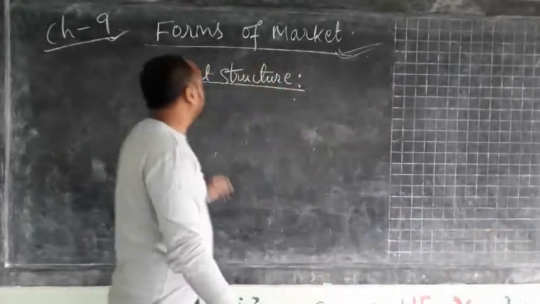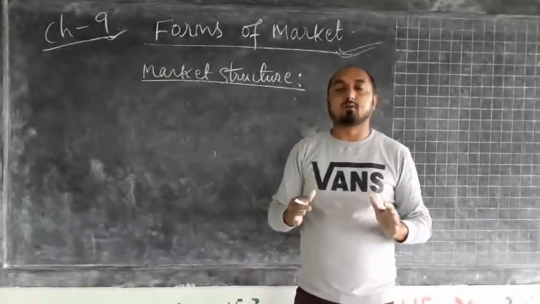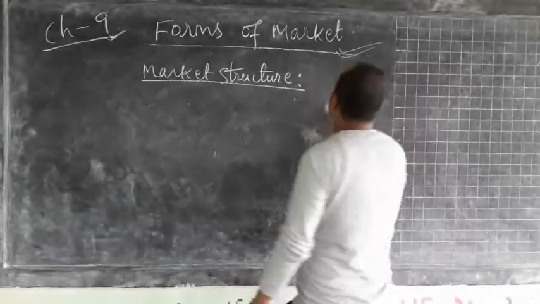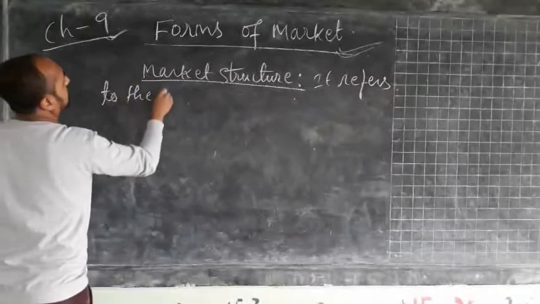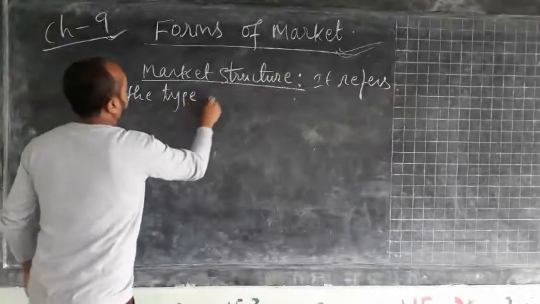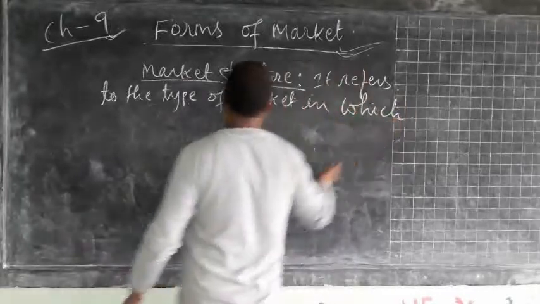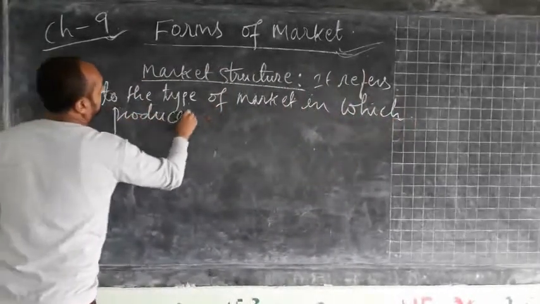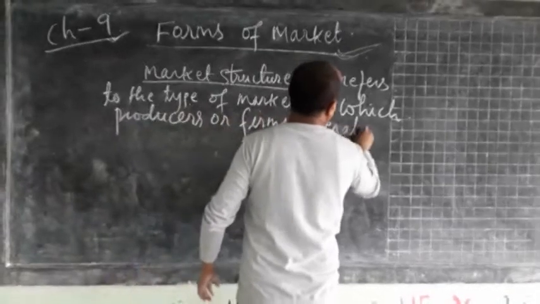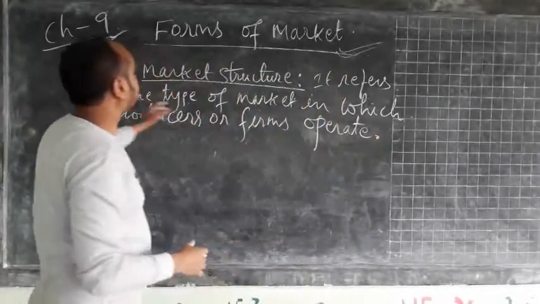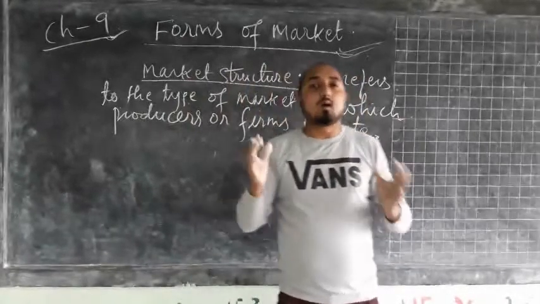The next concept is market structure. Market structure refers to the type of market in which the producers or firms operate. So it indicates how the market is organized.